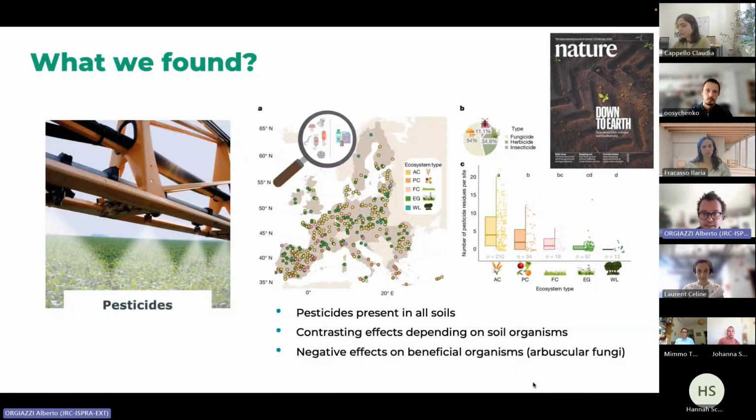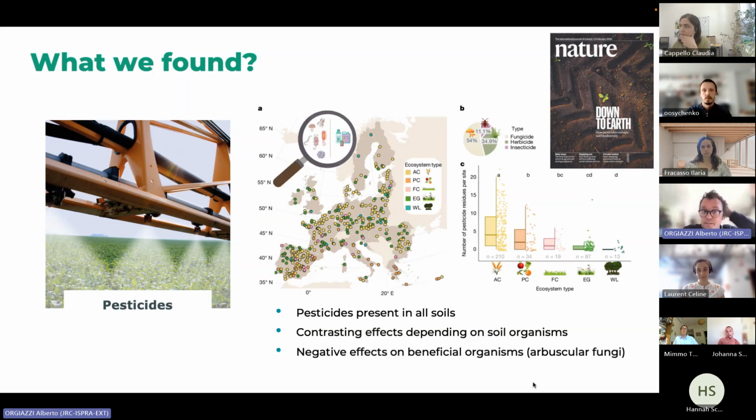And what we found, combining pesticide and biodiversity data at European scale, first of all, is that pesticides are present in all soils, not just the agricultural soil, but also more natural soils like grasslands and woodlands. We also found that pesticides are not always dangerous to soil organisms, and that is not surprising. Again, if you think of what I said before, pesticide, fertilizer can be energy for microbes. So in a way, some groups of organisms can use pesticides to grow.